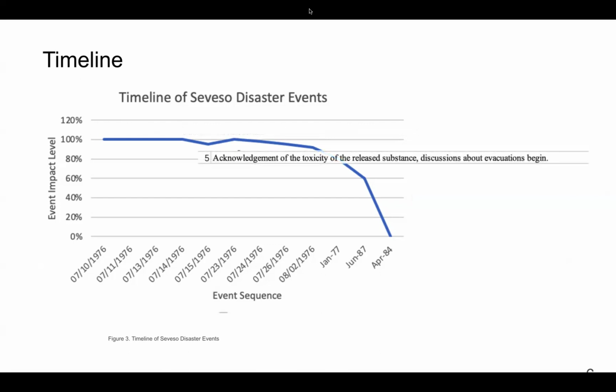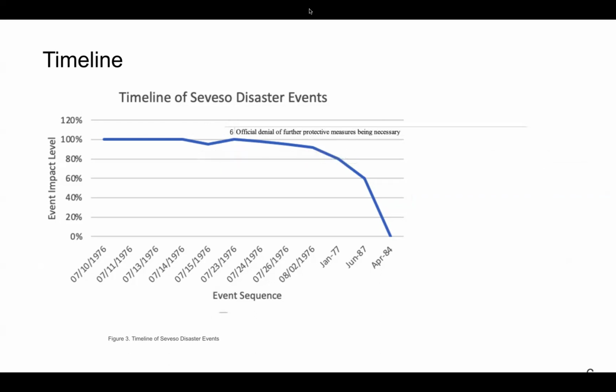On July 15, 1976, people started to discuss evacuation. On July 23, 1976, the officials denied the necessity of health measures. On July 24, 1976, the government announced the evacuation. On July 26, 1976, the evacuation began.